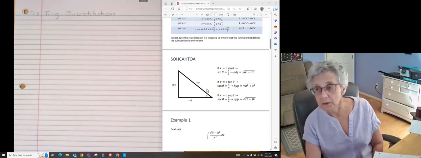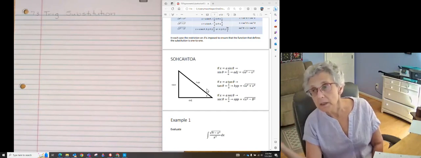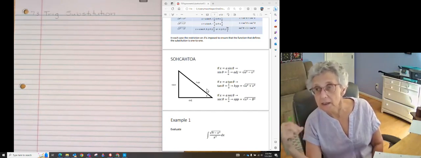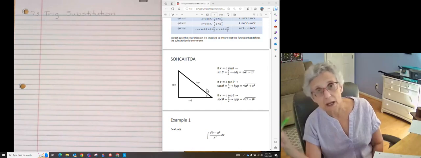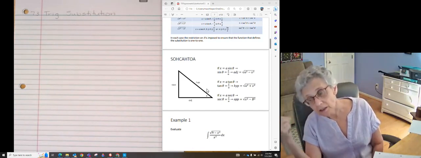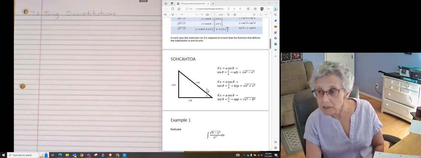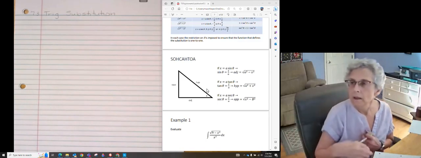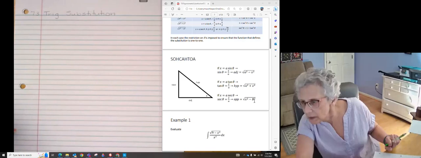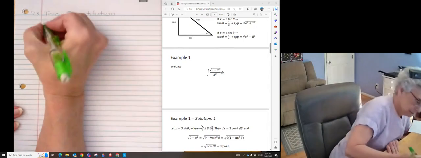If x is equal to a tangent theta, then tangent is equal to x over a. That means x has to be opposite and a has to be adjacent, and hypotenuse is the square root of that sum. If x is equal to a secant of theta, then x over a has to be hypotenuse over adjacent, so opposite is the square root of x squared minus a squared. I'll fix it. So let's look at example 1.